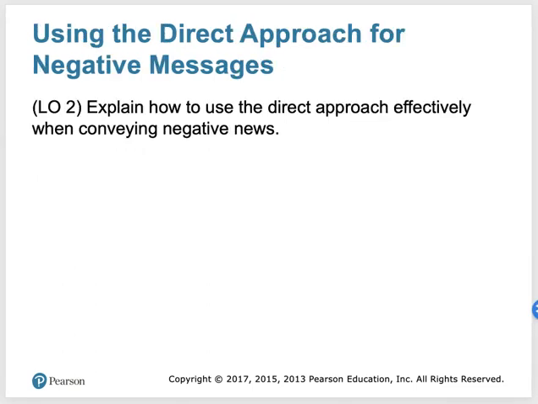Moving on to learning objective number 2, explain how to use the direct approach effectively when conveying negative news. Just as a really quick review, a negative message that you organize using the direct approach starts first with a clear statement of the bad news. It then presents reasons for the decision, and then it ends with a positive statement aimed at maintaining a good relationship with the audience. Stating the bad news at the beginning can have 2 advantages. First, it can make a shorter message possible, and second, it can allow the audience to reach the main idea of the message in less time.